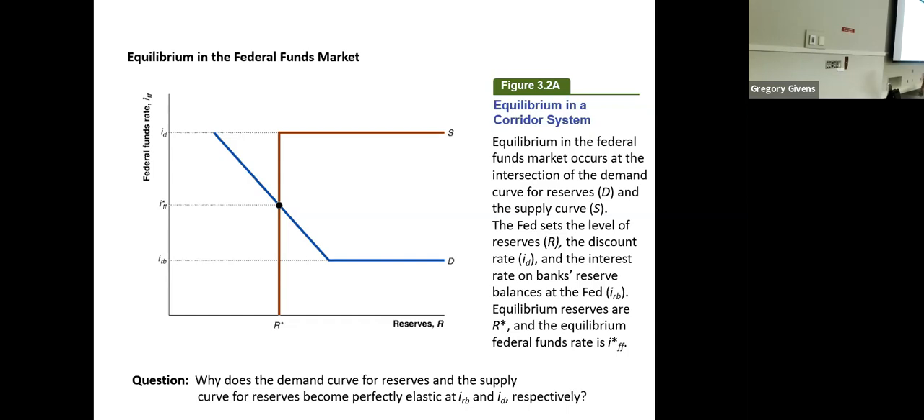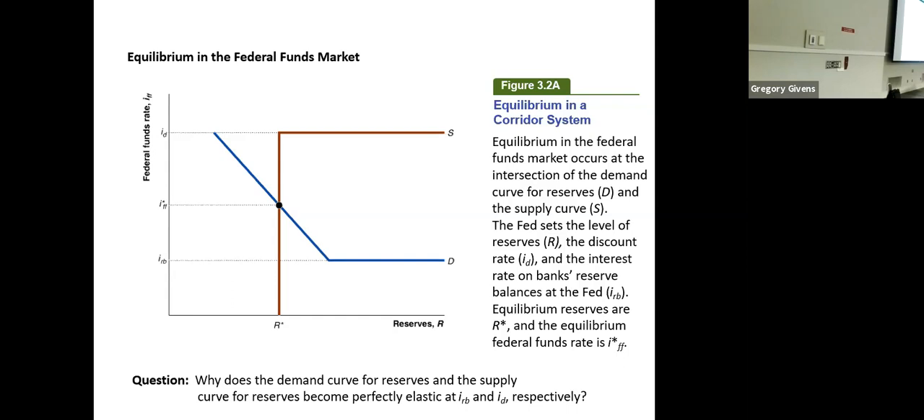Now, let's talk about this for a minute. Why is the supply curve perfectly elastic at the discount rate? In other words, why is it impossible or unlikely for the federal funds rate to exceed the discount rate? Why would we not see that in the real world? Levi? What bank is going to want to borrow in the overnight interbank market at a rate that exceeds the rate that it could get by borrowing directly from the Fed?